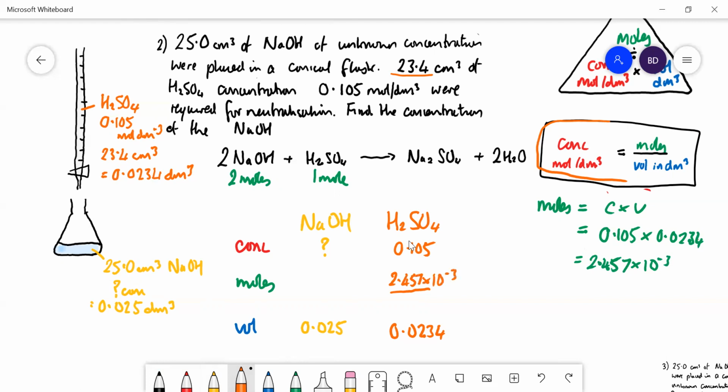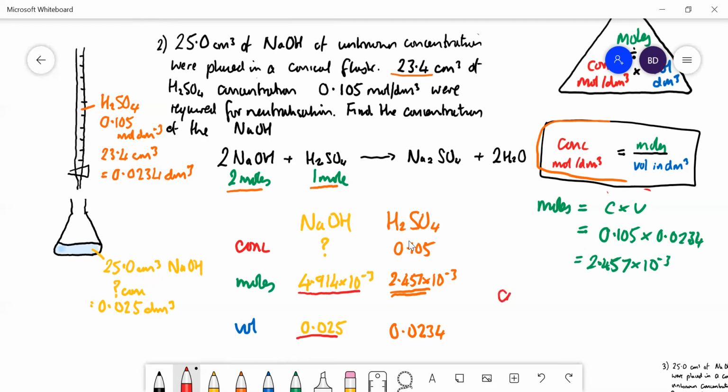Now the equation here, 1 mole of sulfuric acid needs double the moles of NaOH. So the moles of NaOH is going to be double this value. So we're going to have to double that, times it by 2. We get 4.914 times 10 to the minus 3 moles of NaOH. Now we know both things. We know the moles, we know the volume, so we can work out the concentration.